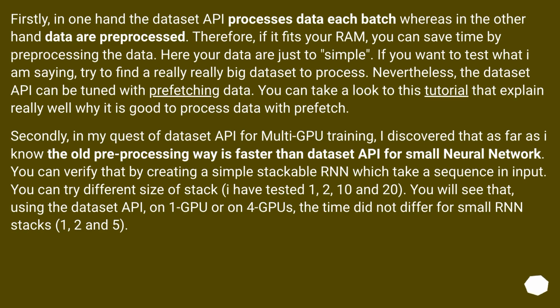Secondly, in my quest of dataset API for multi-GPU training, I discovered that as far as I know the old pre-processing way is faster than dataset API for small neural network. You can verify that by creating a simple stackable RNN which takes a sequence in input. You can try different size of stack. I have tested 1, 2, 10 and 20. You will see that, using the dataset API, on 1 GPU or on 4 GPUs, the time did not differ for small RNN stacks, 1, 2 and 5.